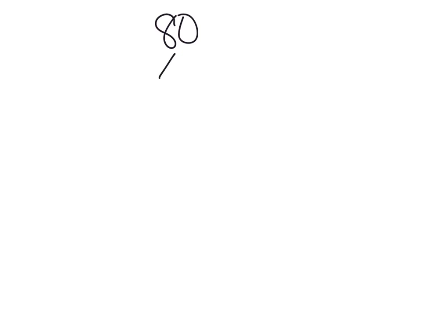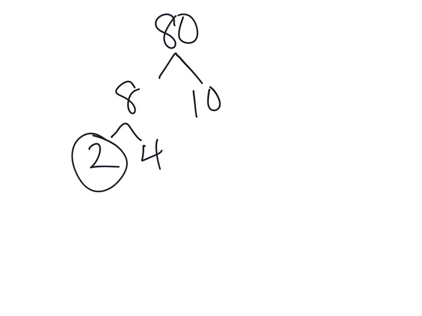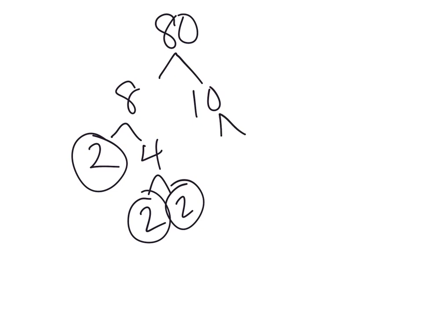80. Okay, what two numbers go into 80? Let's see how many people are doing the same one that I do. I did 8 and 10. Anybody do 8 and 10? And I know that they're both not prime numbers. 2 and 4. Do I have a prime number? Yep, 2. Let's continue on with that one. 2 times 2 is 4, so that one's done. This side is done. 10 is 5 and 2, and they're both prime numbers.